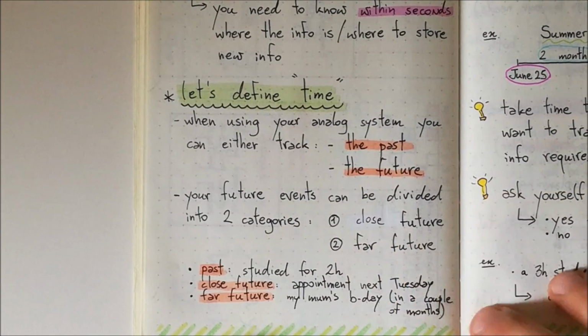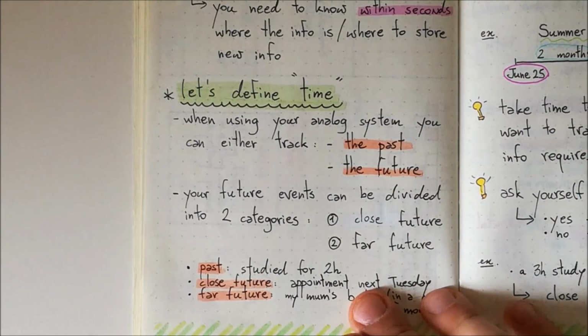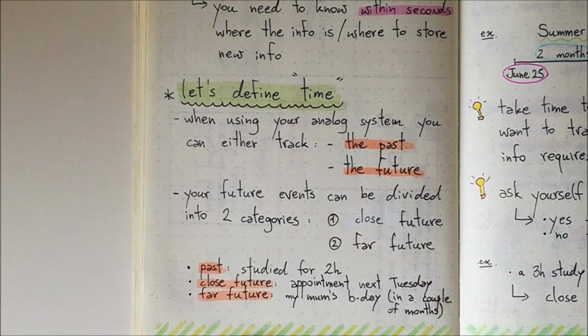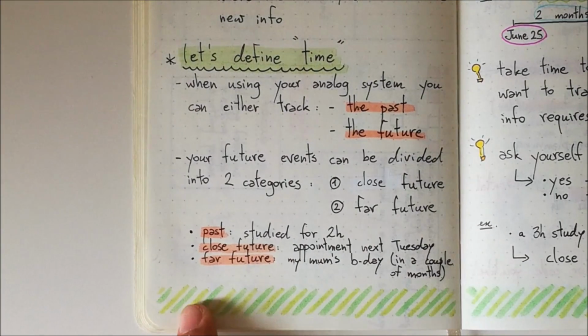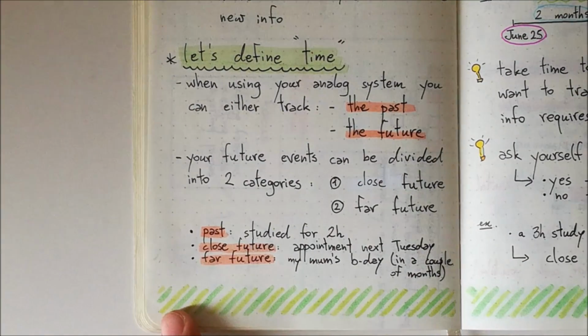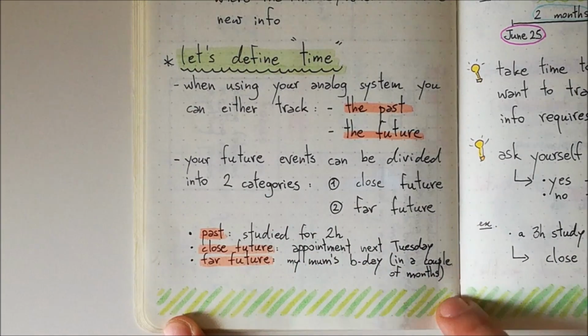But before we start tracking time, we need to define what time is. When you're using your system, you can either track the past or the future. Now, when using the bullet journaling system, your future events can either be close future events or far future events. As you can see here, I gave you some examples.